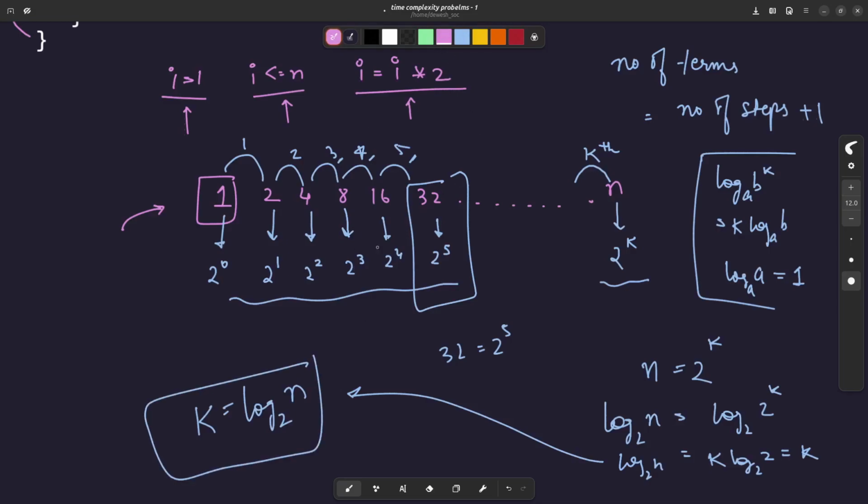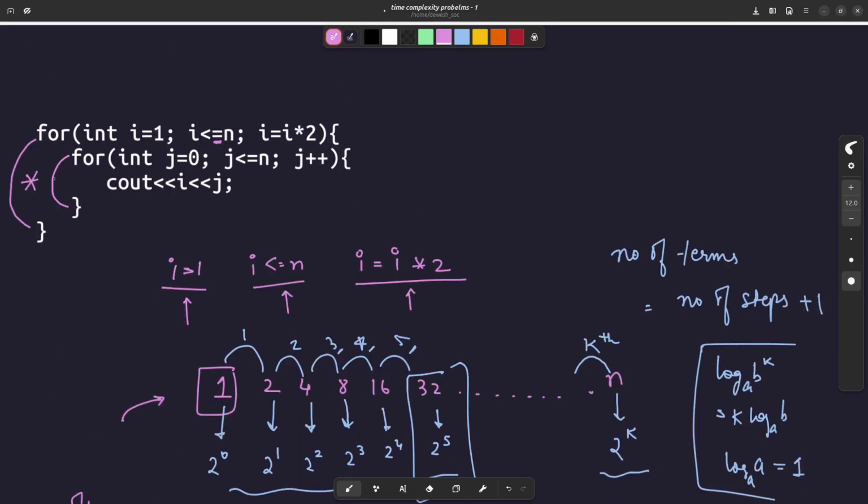So what was k? K was our number of steps. So number of steps is log base 2 of n. So number of terms is equal to log base 2 of n plus 1. That's it. So the outer loop runs this many times. So outer loop is log base 2 of n plus 1.